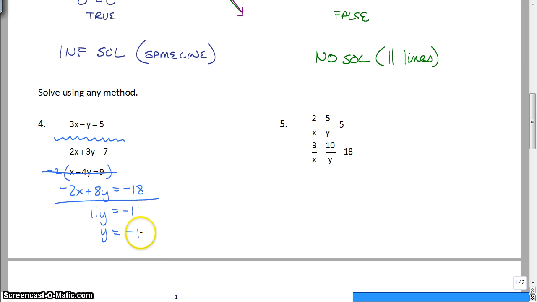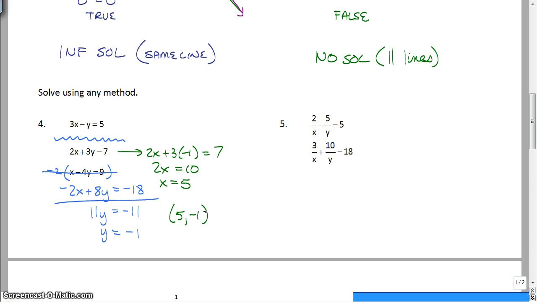So then we're going to take our negative 1 and plug it back into one of our original equations. So I'll just substitute it back into this one. That's going to give us 2x plus 3 times a negative 1, which is equal to 7. So that's 2x is equal to 10. So x equals 5. So we have our solution set. X is 5 and y is negative 1.